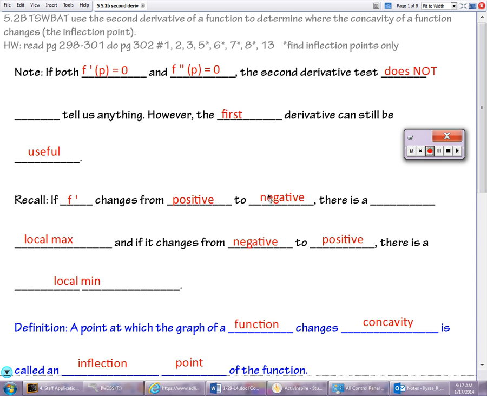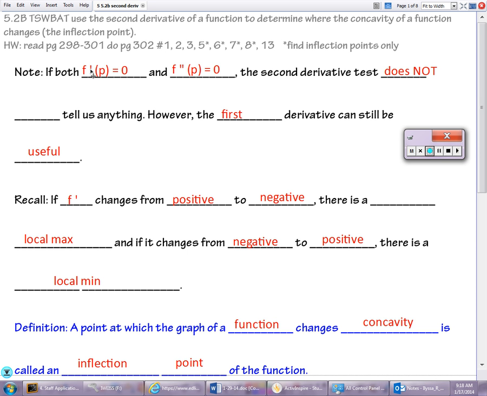This is page 21 in your packet. We're going to continue using the second derivative today, but instead of using the second derivative for maximums and minimums, we're going to use the second derivative to find inflection points. So let's start with some prior knowledge.